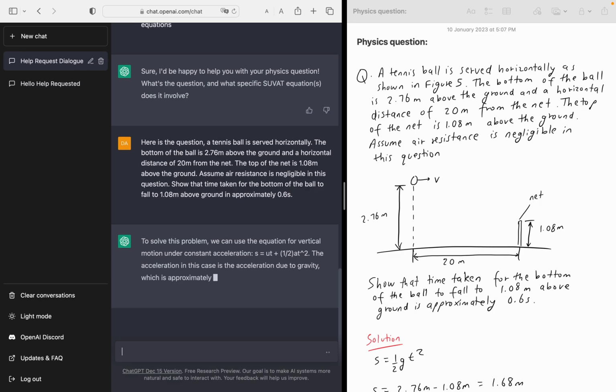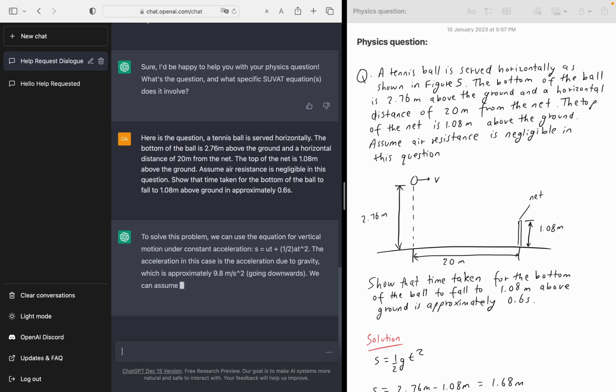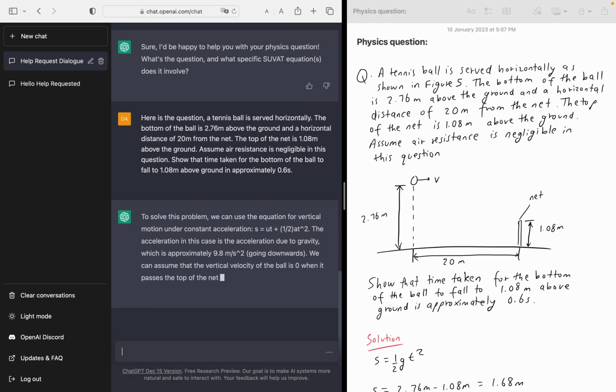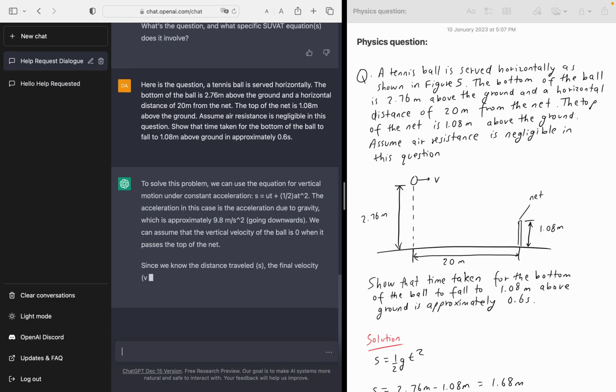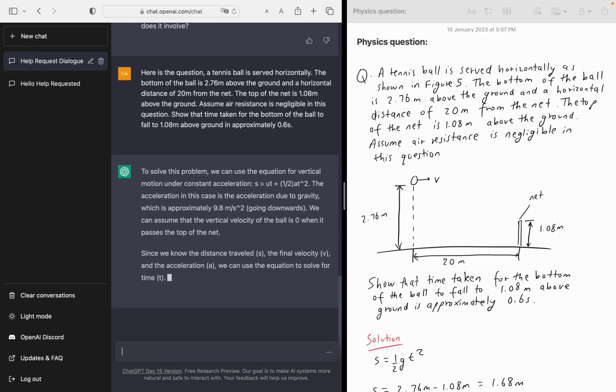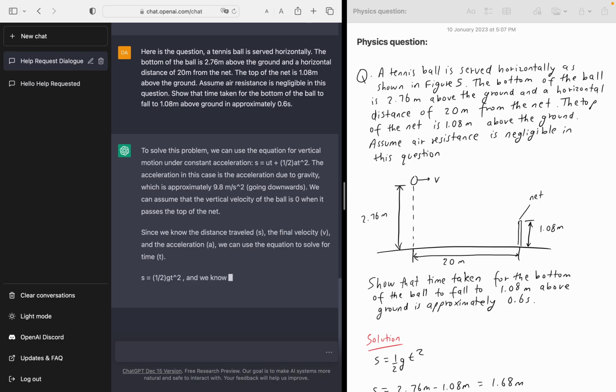It's saying, to solve this problem, we can use the equation for vertical motion under constant acceleration, s equals ut plus half at squared. The acceleration in this case is the acceleration due to gravity, approximately 9.8 meters per second squared, going downwards. We can assume that the vertical velocity of the ball is zero when it passes the top of the net. Since we know the distance traveled, the final velocity and the acceleration, we can use the equation to solve for t.